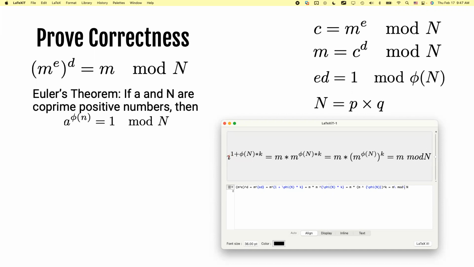In this case, we can justify that if you have m to the e to the d, so it's like you have a message and then you encrypt it and then you decrypt it again, you will end up getting m again if you do m to the e to the d and then mod n. So you will be able to recover your plaintext from your ciphertext.